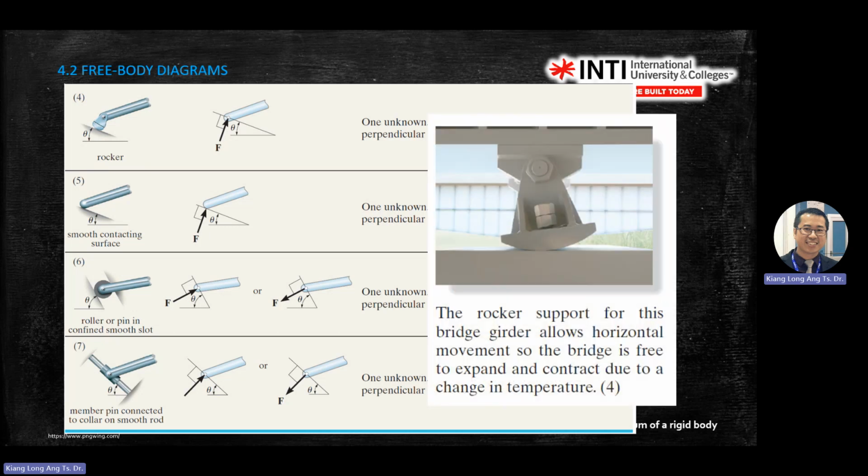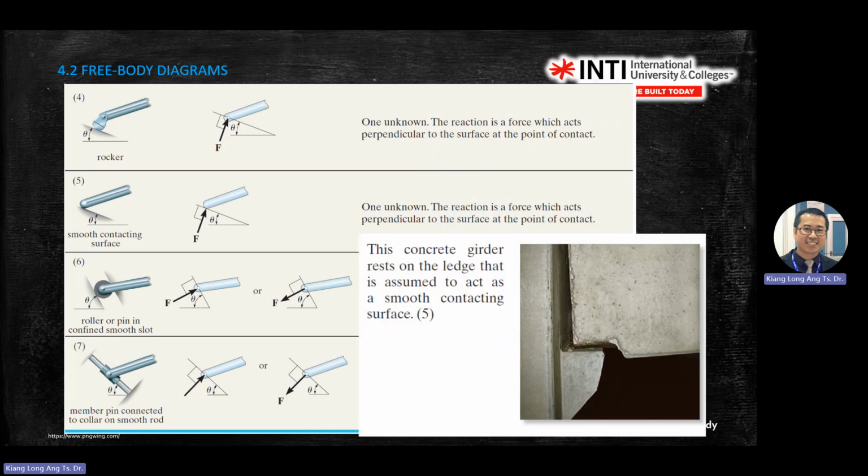Something like this is a rocker support. This one is used in construction, on bridges, to relieve stress from the expansion of materials. You see this under a bridge, or under a highway, right? Sometimes you have a gap there for thermal expansion, so this one can expand left and right.